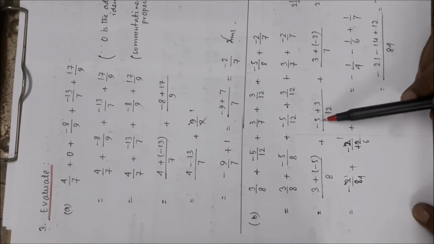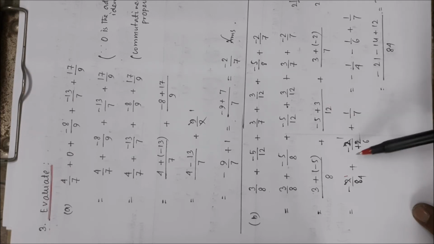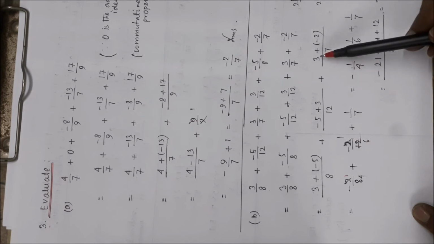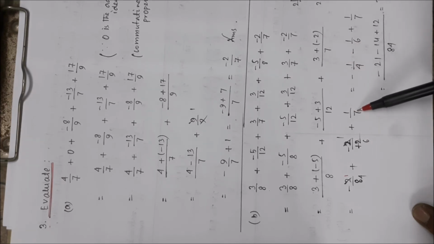Moving into the next term, minus 5 plus 3. This is equal to minus 2. So you will get minus 2 by 12. If you cancel again, 2 1s are 2, 2 6s are 12. So you will get plus of minus 1 by 6. 3 plus of minus 2, that is 1 by 7.